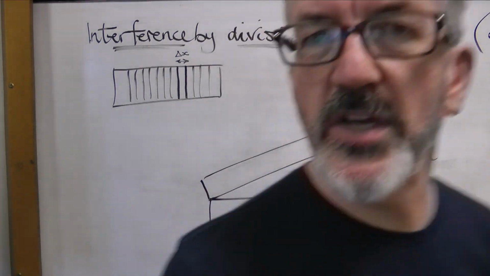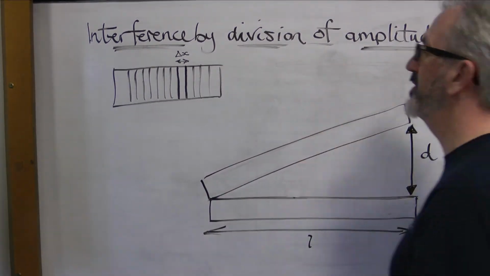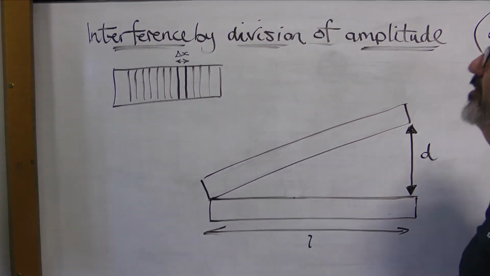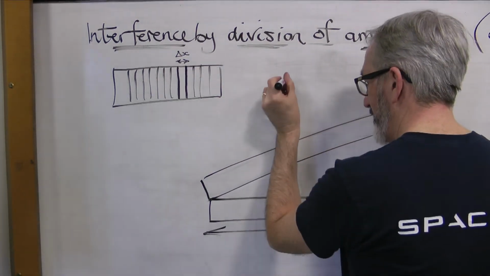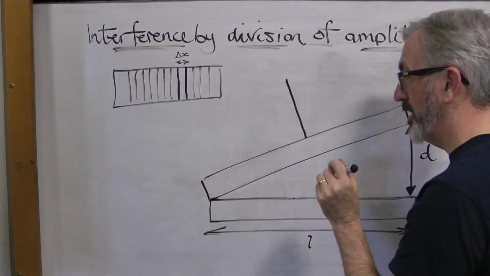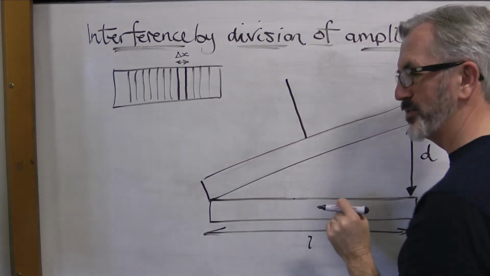Well, the troops asked to go over this in a wee bit more detail. Why is it called division of amplitude? Well, it's because if a light wave is coming in, remember we're ignoring reflection at the top surface of the top glass.